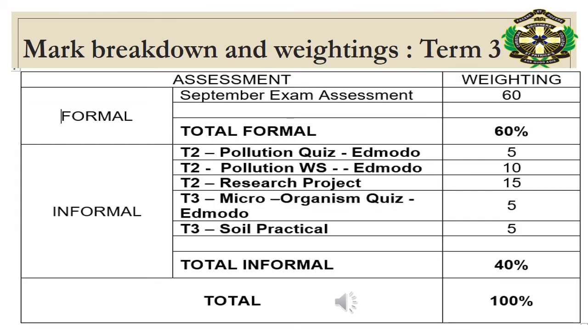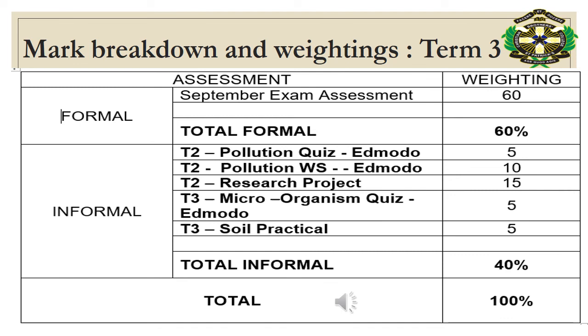Moving on to the breakdown of marks and weightings for term 3. The September exam assessment will be the entire 60% for their formal mark. I will use 3 assessments from the term 2 lockdown time frame, where we did a quiz on pollution. They did a worksheet on pollution on Edmodo, and then the research project that we started in January in the first term, many of them submitted that on Edmodo, or they emailed it to me. I will mark that and use that for a term 3 mark.